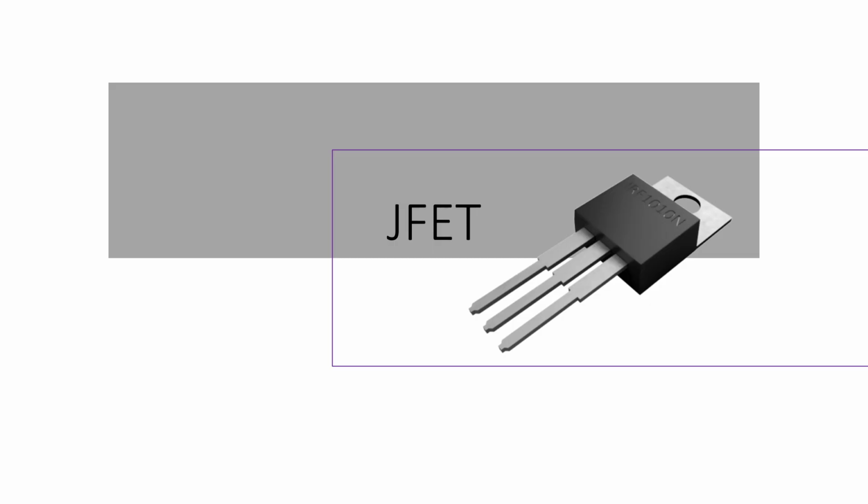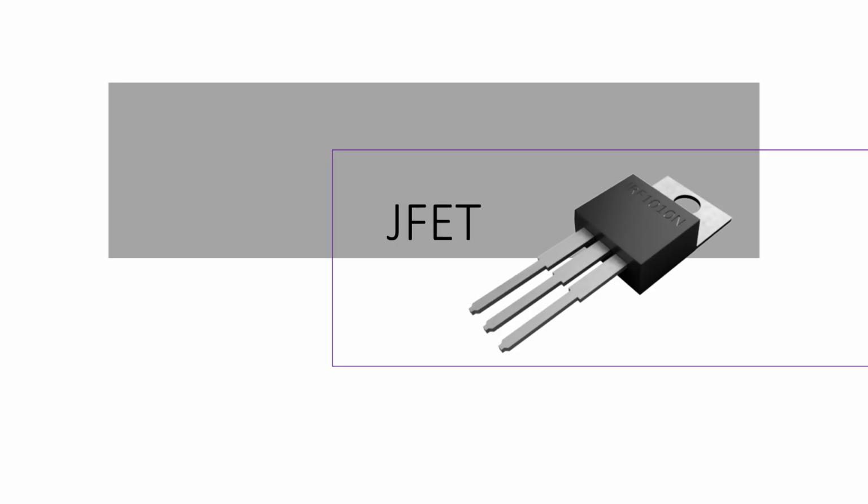In BJT, the current conduction is due to both majority charge carriers, holes as well as electrons. But in FET, either electrons or holes are responsible for the current conduction. And BJT is a current controlled device, FET is a voltage controlled device.